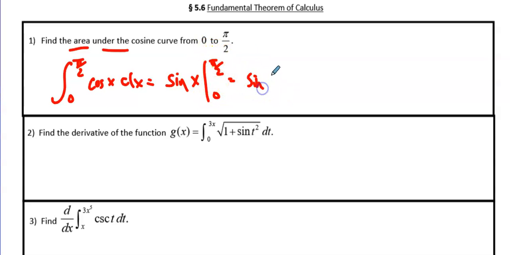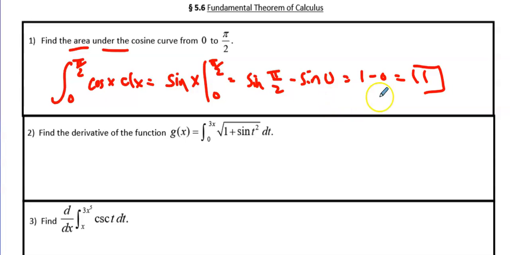So that's going to give us the sine of pi over 2 minus the sine of 0, and then the sine of pi over 2 is going to be 1 minus the sine of 0, which is 0. So the area under the curve of the cosine function from 0 to pi over 2 is simply going to be 1. Okay, so there'll be a lot more examples of this in the next lesson, but this is the idea.